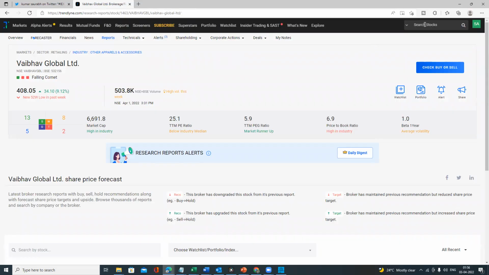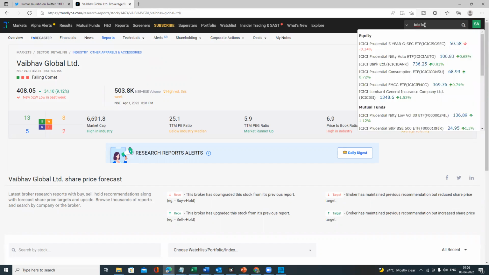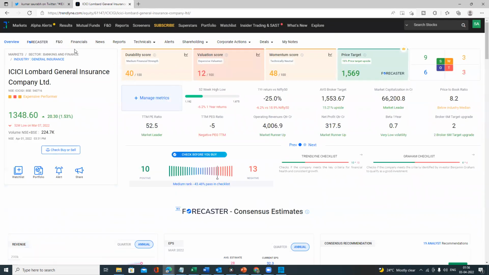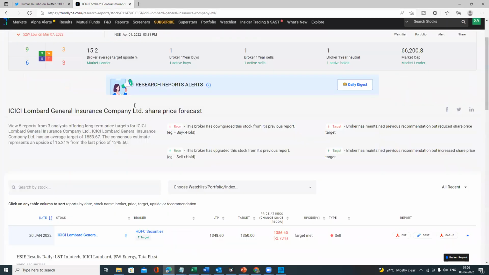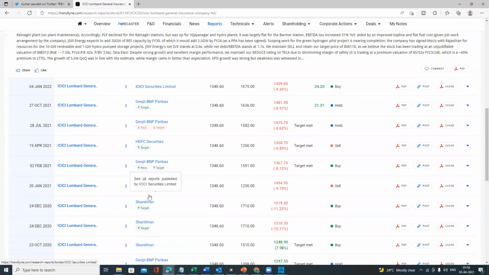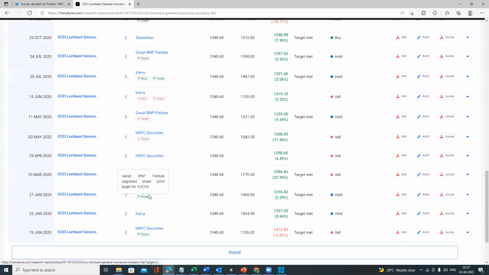So Trendlyne again does a very good job in bringing all these brokerage reports together. And let us see where we can access it. So let us say I'm interested in ICICI Lombard brokerage reports. So I click on ICICI Lombard. And if you see, this is the page for ICICI Lombard, and here you have reports. So when you click on reports and you come down, you see HDFC Securities has written a brokerage report, ICICI Securities, JioGe. There are so many brokerage reports available here.